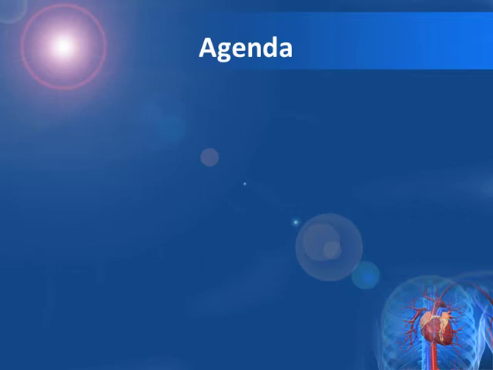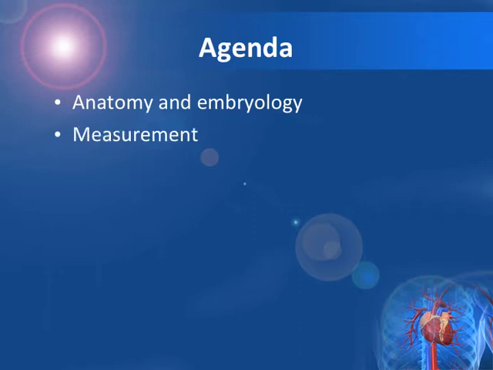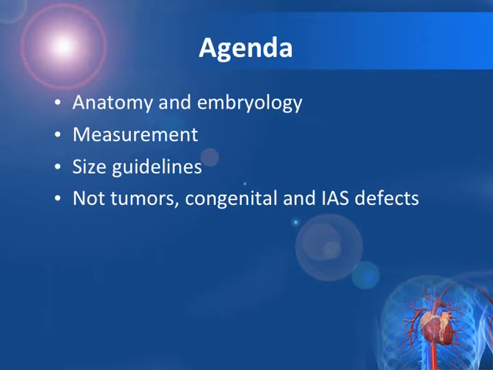What are we going to talk about today? On the agenda, we're going to mention anatomy and embryology of the heart and left atrium. How to measure it? What are the size guidelines given by the American Society of Echocardiography? We are not going to talk about left atrial or right atrial tumors, any significant congenital or intraatrial septal defects.